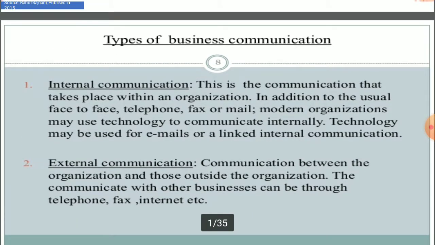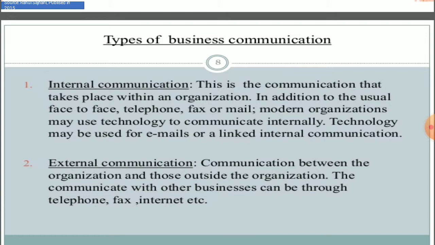And the second part is external communication, the communication that every business organization makes with outside agencies. Those can be called external communication. Here we communicate with bankers, insurance companies, transport companies, and government organizations or government authorities from time to time. Here also we can go for the same things. We can go for face to face communication, telephonic communication, fax, and emails also, and this way it can be done.